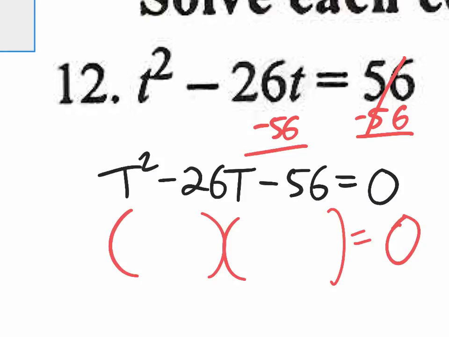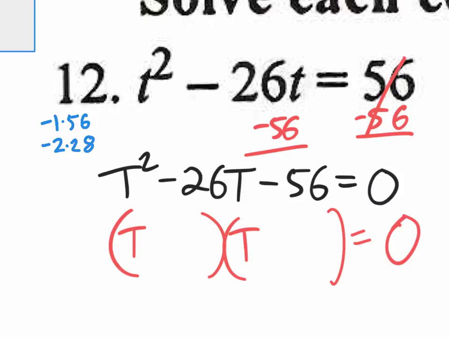Now the reason why I could set this up with the t and a t is because t times t is t squared. Remember, we love it when there's no number right here in the front. There's an invisible 1, and we're able to just set this up and think, what times what is negative 56, that if I combine together is negative 26? So in order for us to clearly see this, it might be a good idea to set up a list. Negative 1 times 56, negative 2 times 28.